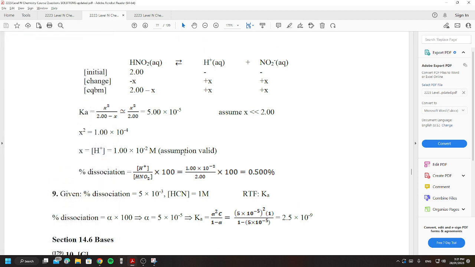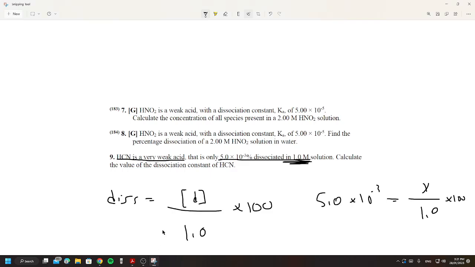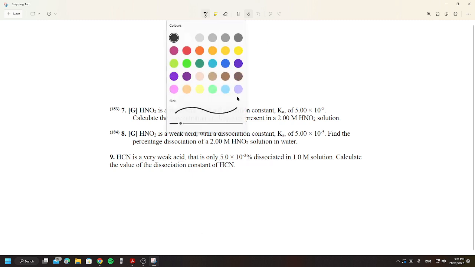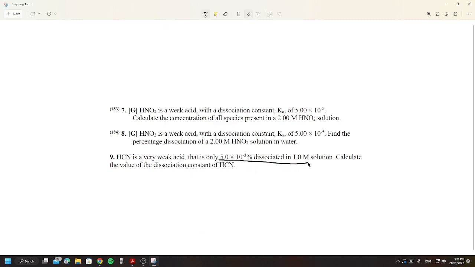So, percent dissociation, we're going to apply this formula, which is Ka is equal to alpha squared times the concentration over 1 minus alpha, where alpha is the amount dissociated. Here they told us it's 5.0 times 10 to the power negative 3%. So here we just divide by 100 to remove the percent, so it's times 10 to the power negative 5.